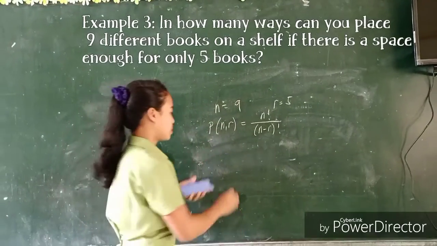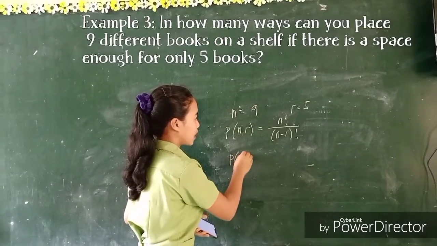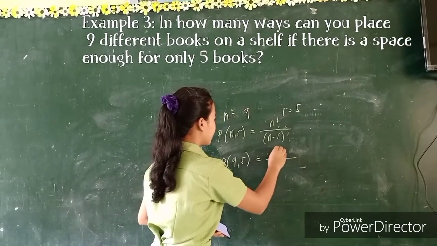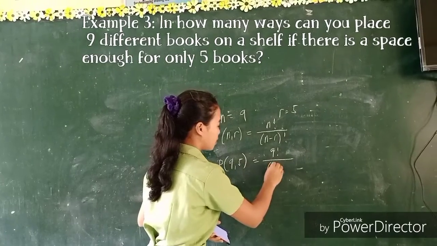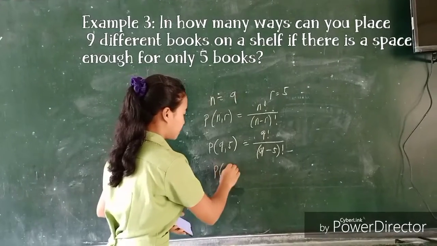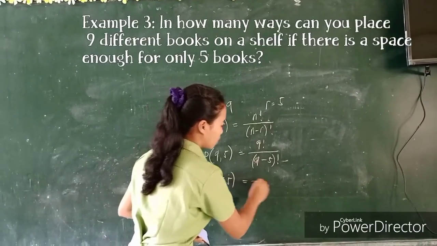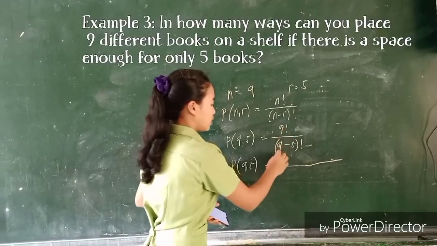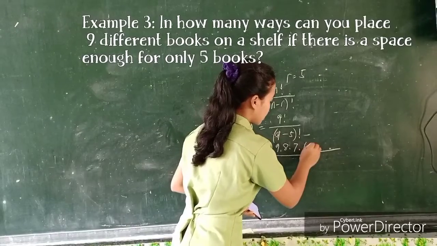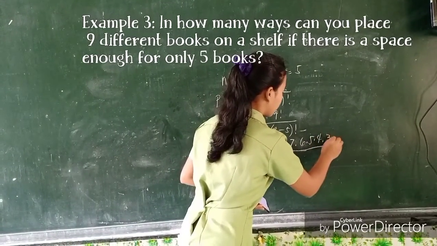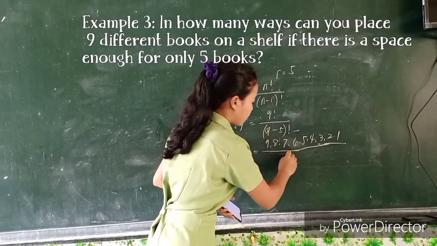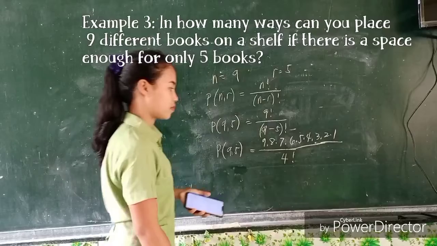So substitute to our formula. Permutation of 9 objects taking 5 at a time is equal to 9 factorial over 9 minus 5 factorial. So our P is equal to 9 factorial, which is 9 times 8 times 7 times 6 and so on. 9 minus 5 is 4 factorial.